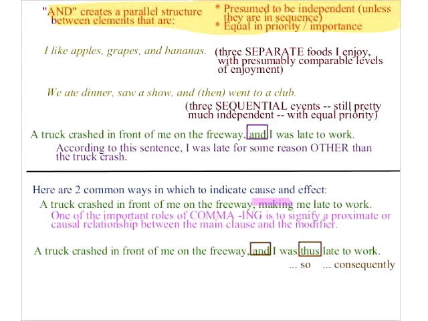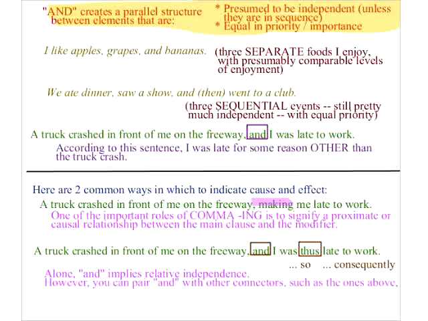So then you can do that. And by itself presumes some sort of independence. So alone, the word and implies relative independence. However, you can pair it. You can pair and with other connectors, such as the ones above, to signify this kind of relationship. In the text box is a question about hence.